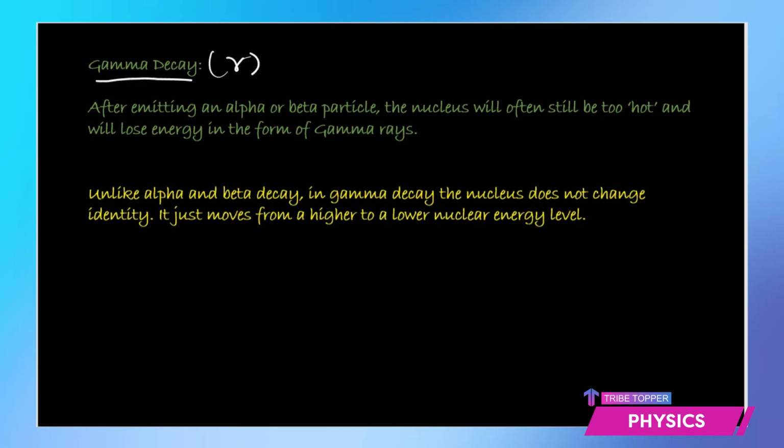So, what happens is, when a parent nucleus emits an alpha or a beta particle, the nucleus is often still too hot, or you can say still too energetic. So, it needs to lose some energy in the form of gamma rays and become stable. Unlike alpha and beta decay, in gamma decay, the nucleus does not change its identity.